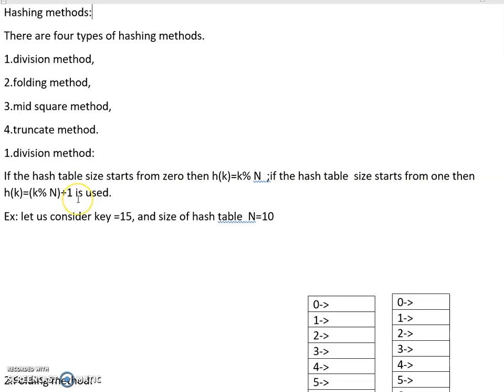If the hash table size starts from 0, then h of k equal to k modulus n. If the hash table size starts from 1, then h of k equal to k modulus n plus 1 is used. Okay. Here we have two constants. That means hash table starts from 0, hash table starts from 1. Okay. I need to change the hash table values.